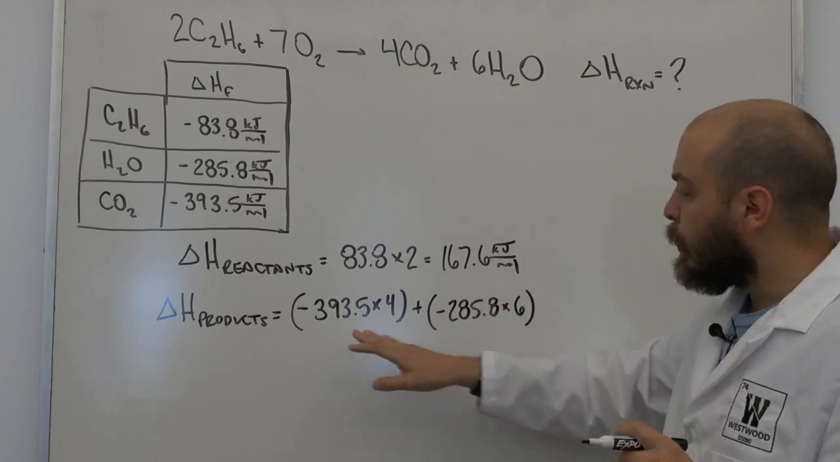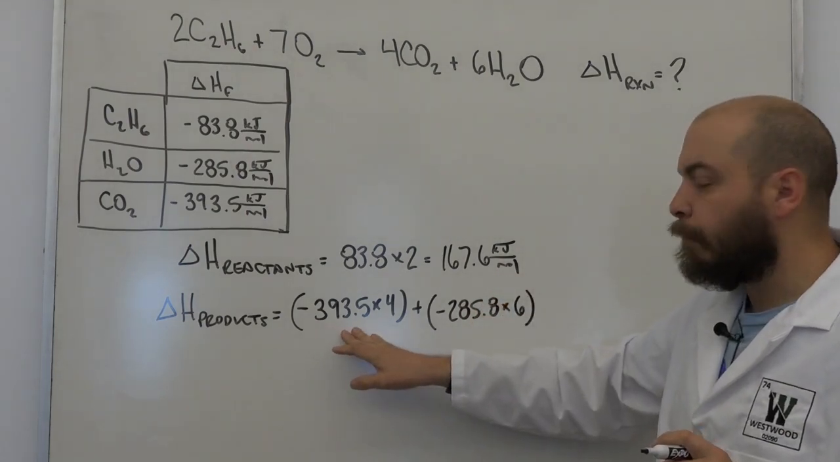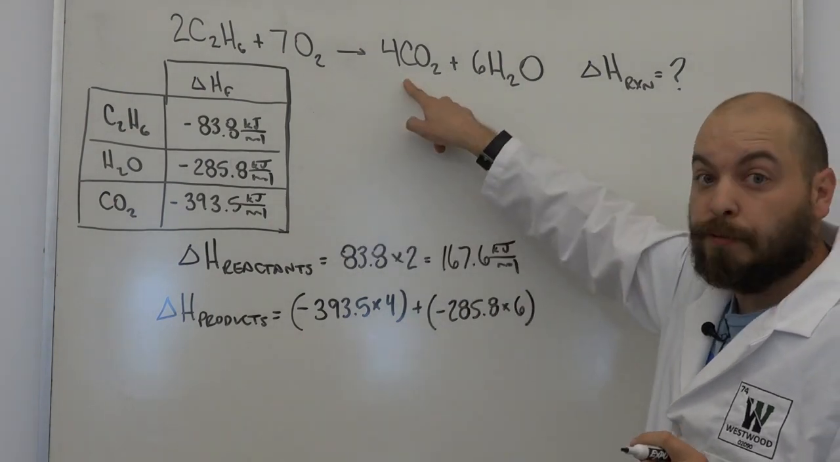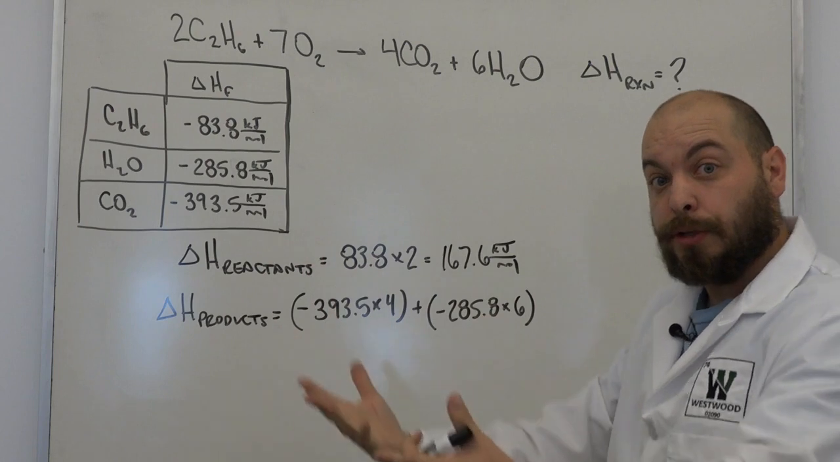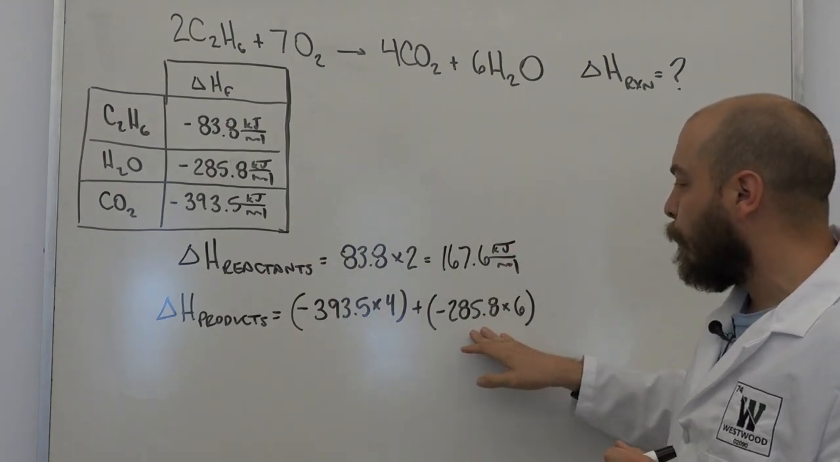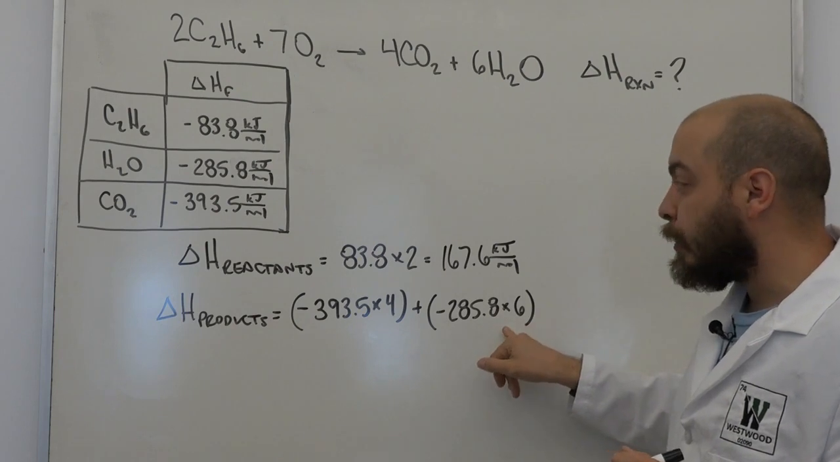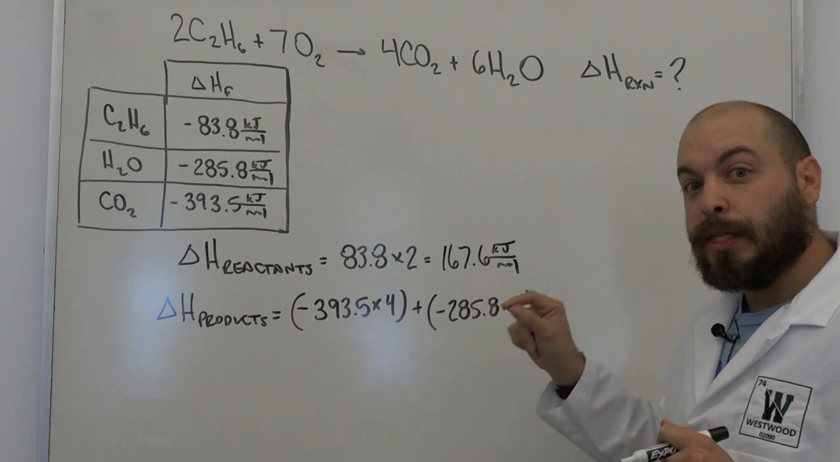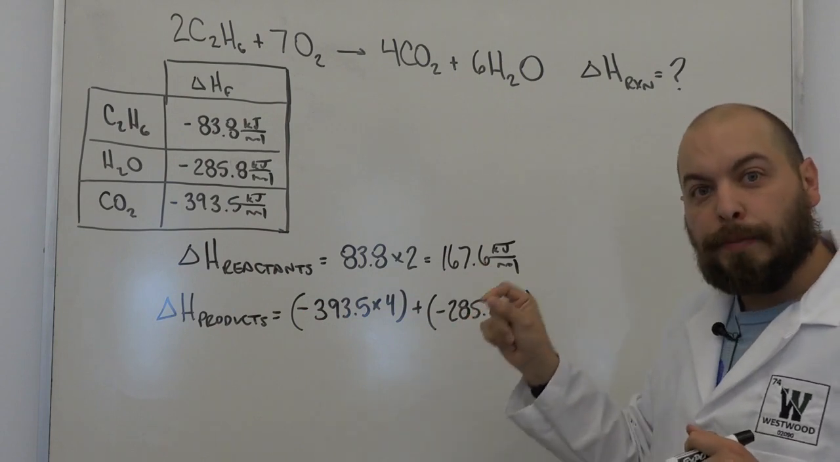Okay, so it's negative 393.5 times 4. That's going to be my carbon dioxide heat of formation times 4. It's negative because, remember, these are actually forming. The products are forming. And water is negative 285.8, and I'm going to multiply that by 6. So the total delta H of my products is negative 3,288.2.